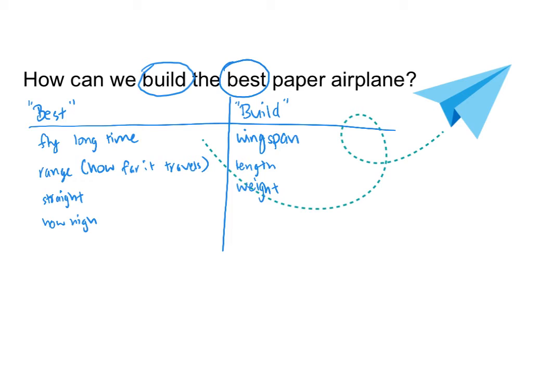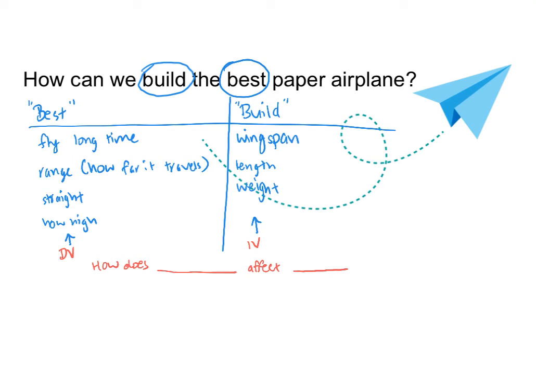So what you're going to do for this lab is pick one thing from the build category and one thing from the best category. The thing from the build category will be your IV, and the thing from the best category will be your DV. And what you're going to do is design an experiment using these things. So your first step is going to be to write a research question. For example, what you might say is, how does the IV affect your DV?